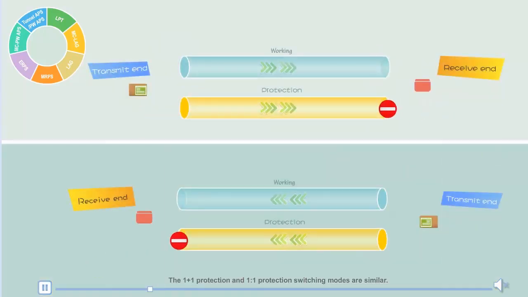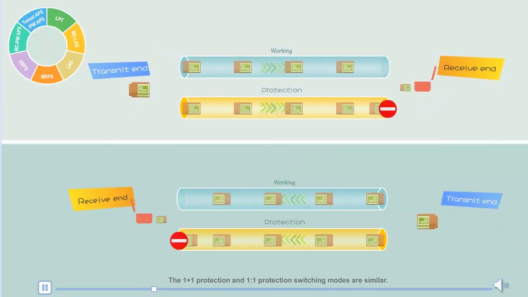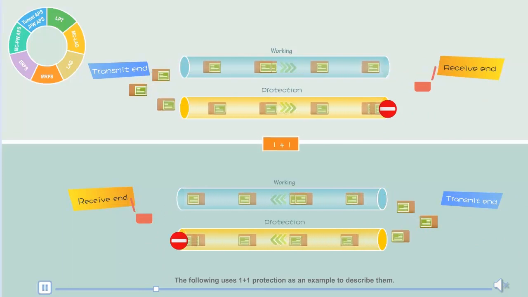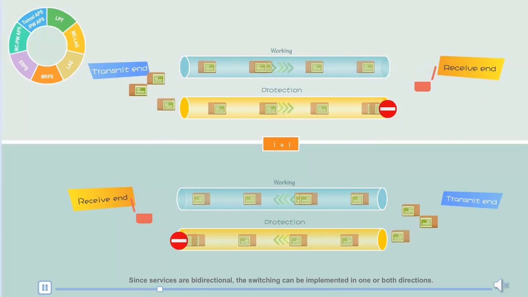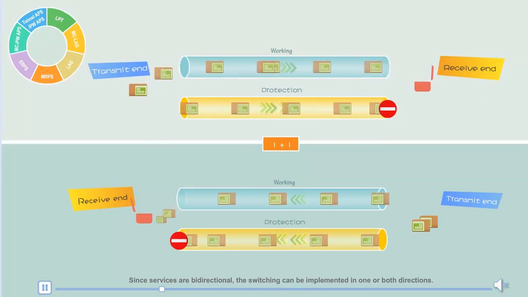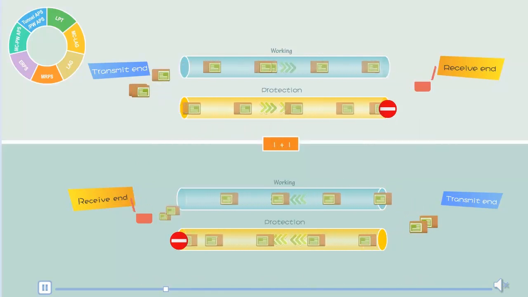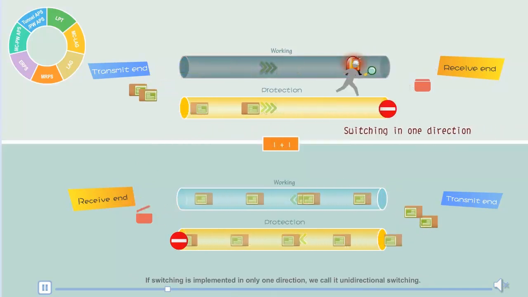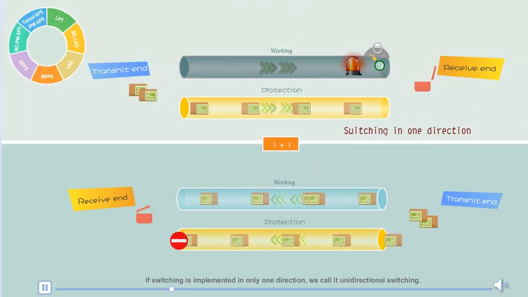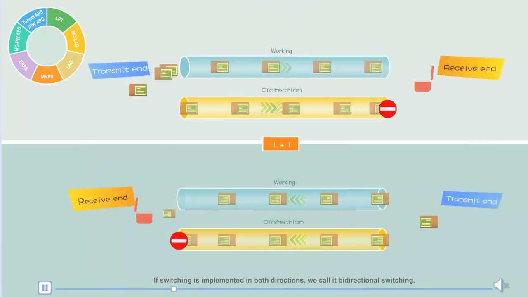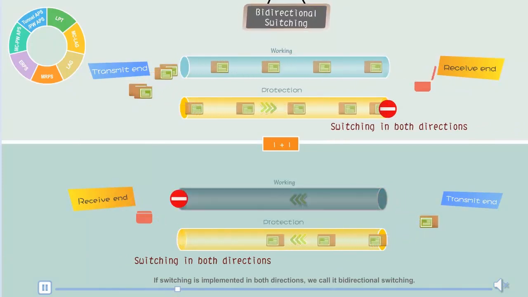The 1+1 protection and 1-to-1 protection switching modes are similar. The following uses 1+1 protection as an example to describe them. Since services are bidirectional, the switching can be implemented in one or both directions. If switching is implemented in only one direction, we call it unidirectional switching. If switching is implemented in both directions, we call it bidirectional switching.